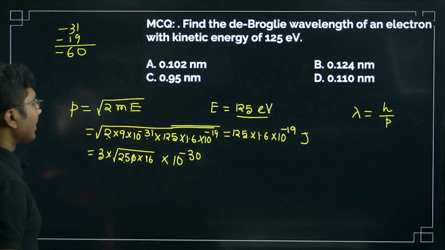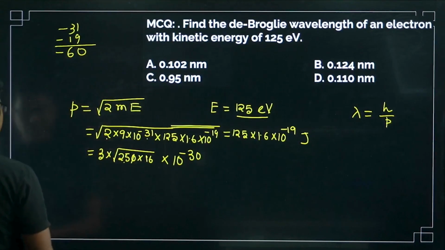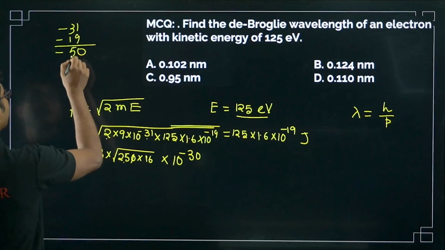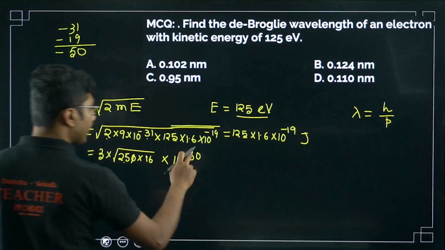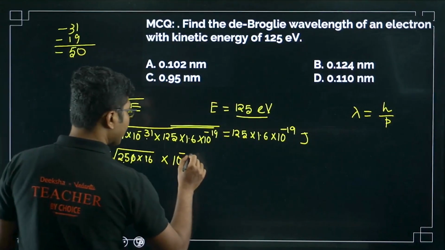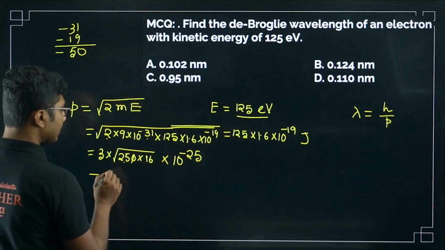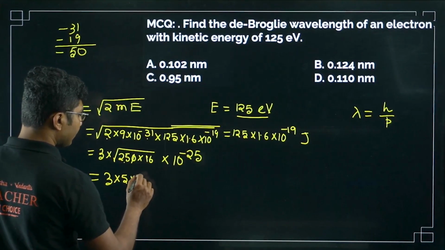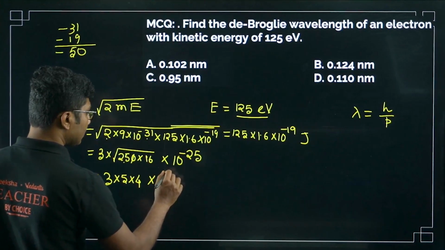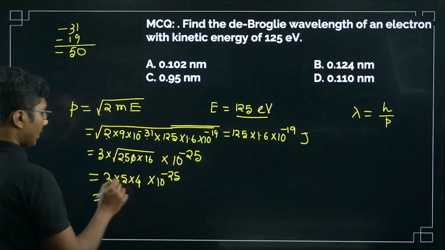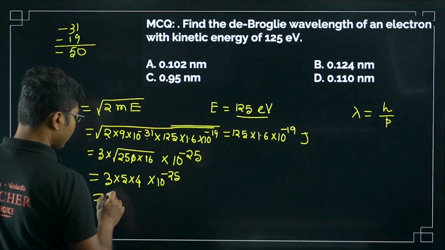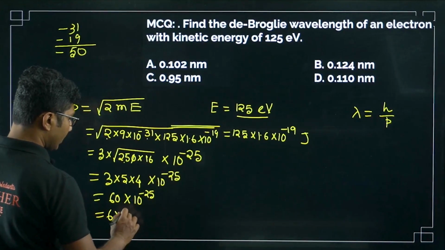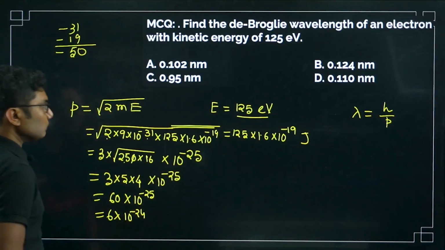Square root means it will be half of that value. Oh, sorry, I made a mistake. It will be 50. Okay, 50 means it will be 10 to the power of minus 25. Don't worry too much. Maybe mathematically you think that this is very difficult. Actually, it is not. So square root of 25 is 5. Square root of 16 is 4. So into 10 to the power of minus 25. So it will be 15 into 4 is 60. 60 into 10 to the power of minus 25, or 6 into 10 to the power of minus 24.